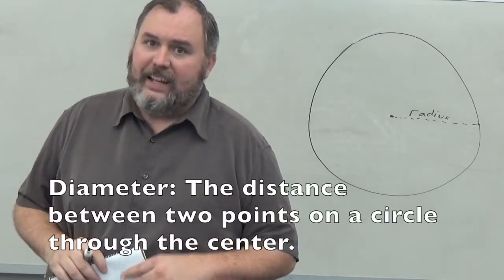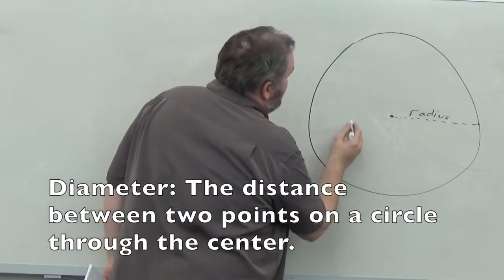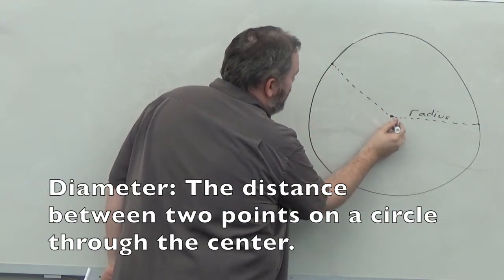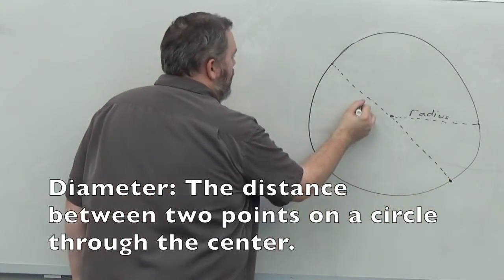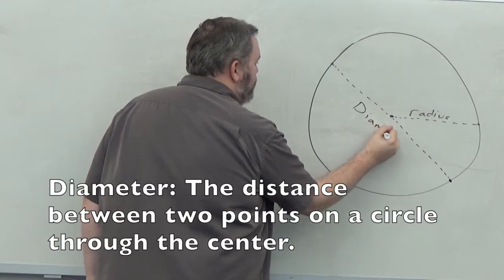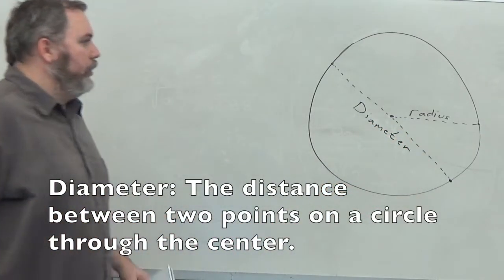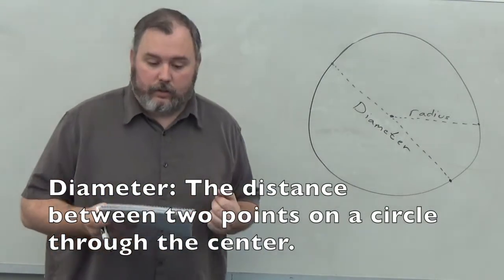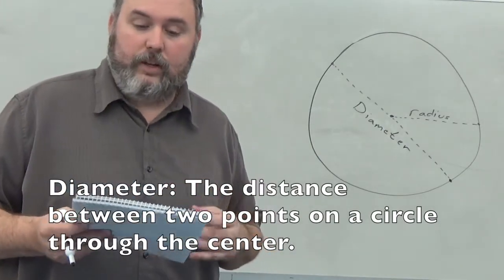The next one is diameter. A diameter is going from one point on the circle through the center to another point on the other side of the circle. That's called my diameter. Okay? So, radius, the distance from the center to the boundary of a circle, and diameter, the distance between 2 points on a circle through the center.